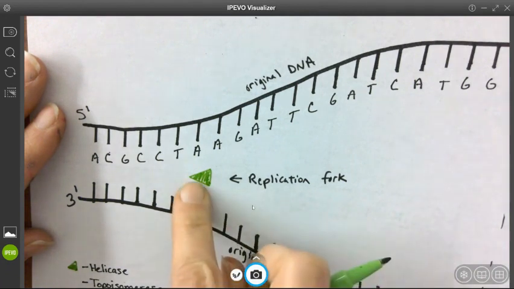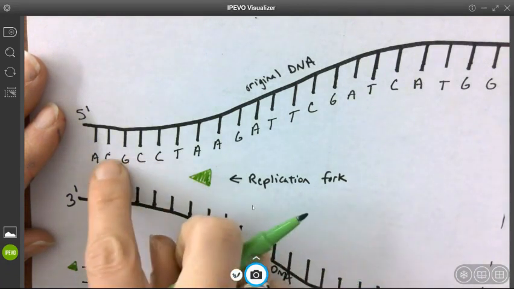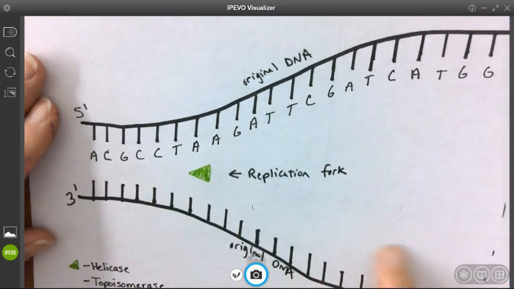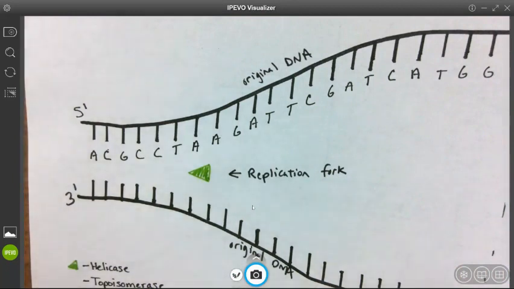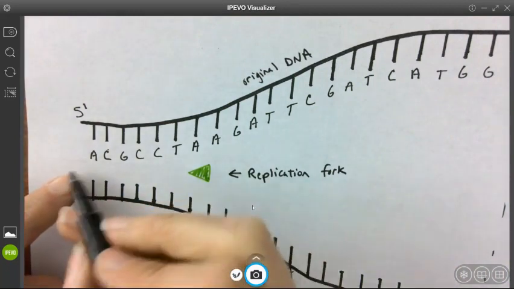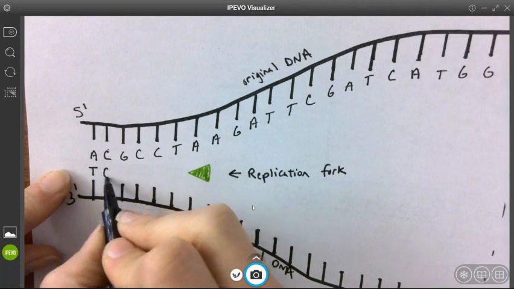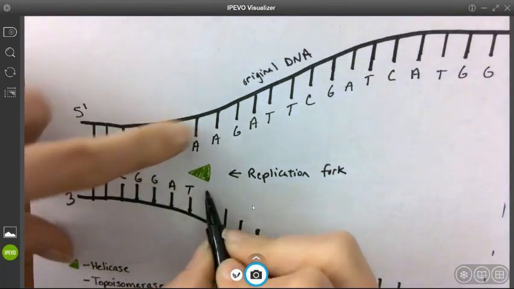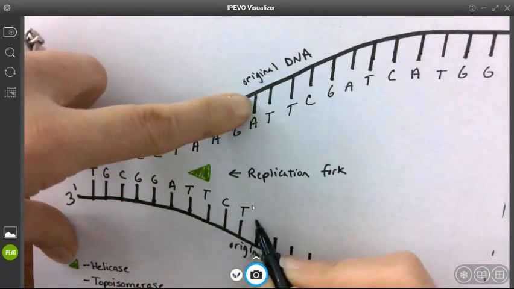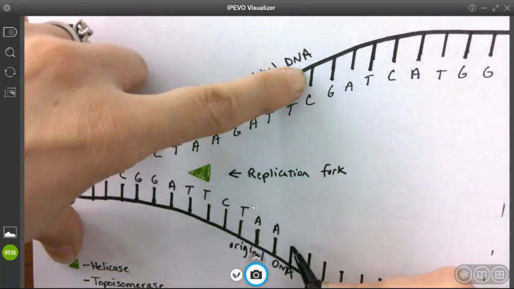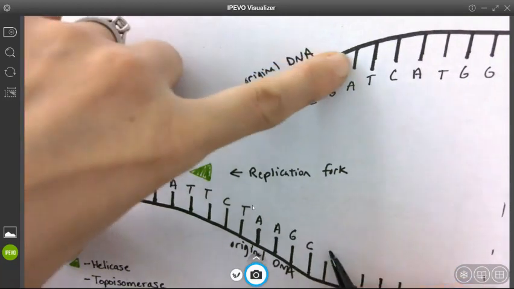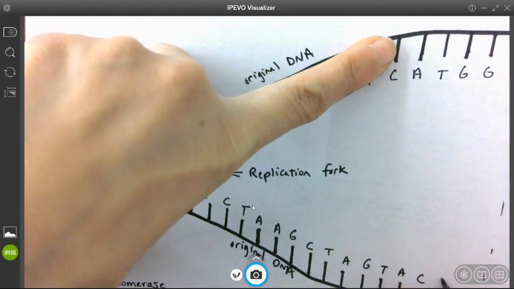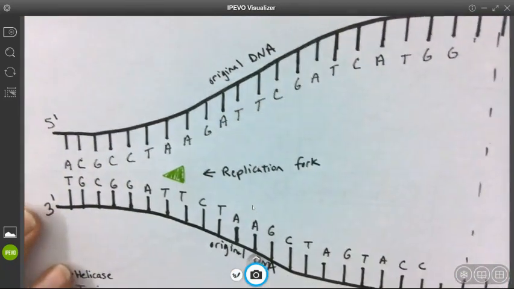Helicase unwinds and unzips the DNA to break the hydrogen bonds so that you can see the complementary nucleotides on this strand of DNA and the complementary nucleotides on this strand of DNA. So we can go ahead and add those complementary nucleotides in. A would pair with T, C with G, G with C. It gets harder as the nucleotides get farther apart, right? So go ahead and add your complementary nucleotides as well. Okay, so now we can see both sides of the DNA.